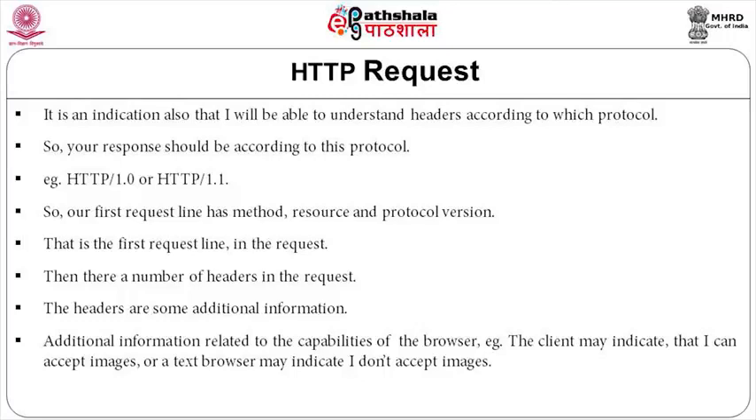So first request line, method, commonly used is get. You could have a post. There are other methods as well. Second, the resource, and third, protocol version, for example, http/1.0 or http/1.1. So that's the first request line in the request. Then a number of headers, a number of headers.